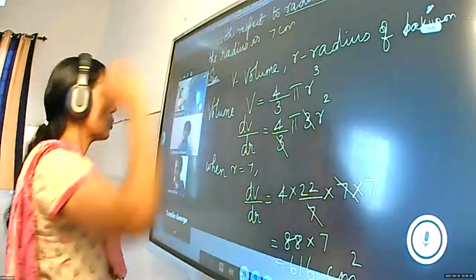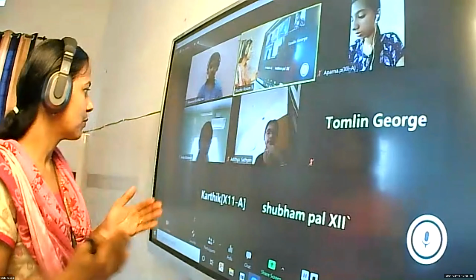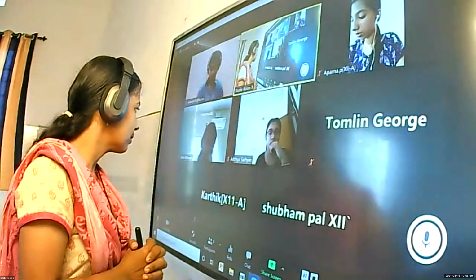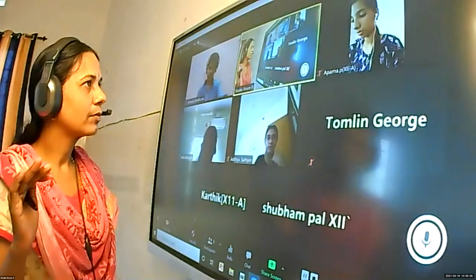This concept, the rate of change of quantities, is it okay? Whenever the radius is changing, there is a corresponding change in the volume. This is what we call the rate of change of quantities.